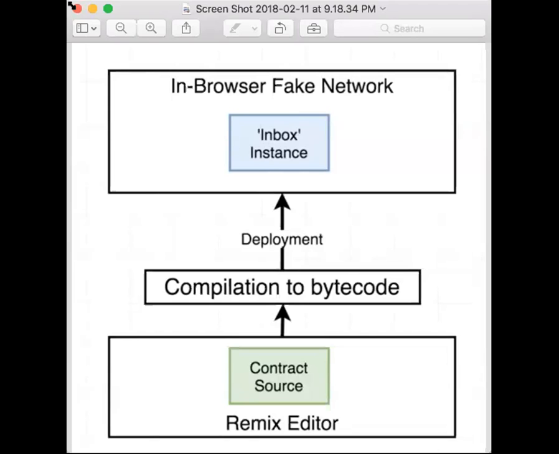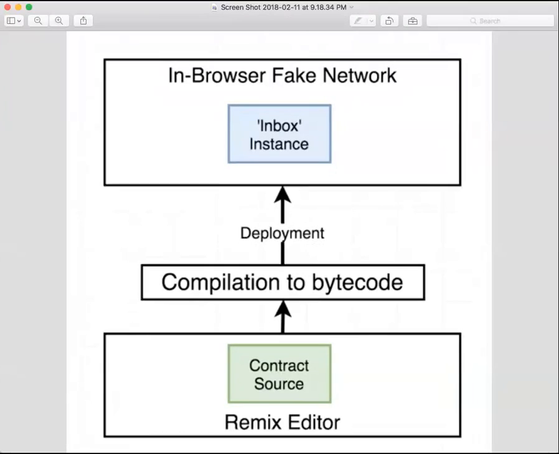Going to resize it. All right, so I have this diagram here to give you a better sense of what Remix is going to do for me. At this point, I'm sitting inside the Remix editor, and I have some amount of contract source code, and I'm about to have this contract be automatically compiled by the Solidity compiler. That's going to compile it to bytecode, and then it's going to be deployed to our in-browser fake Ethereum network. And so that'll give us an instance of our inbox contract.